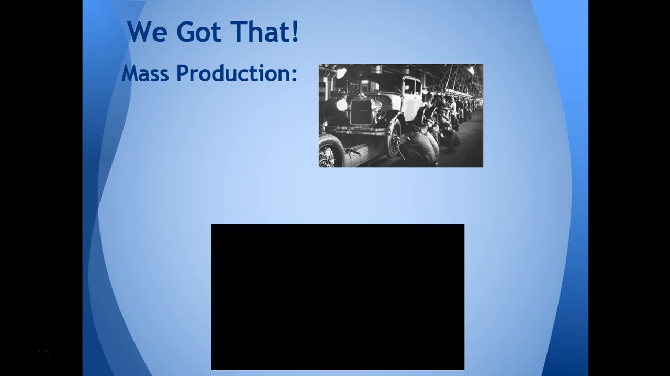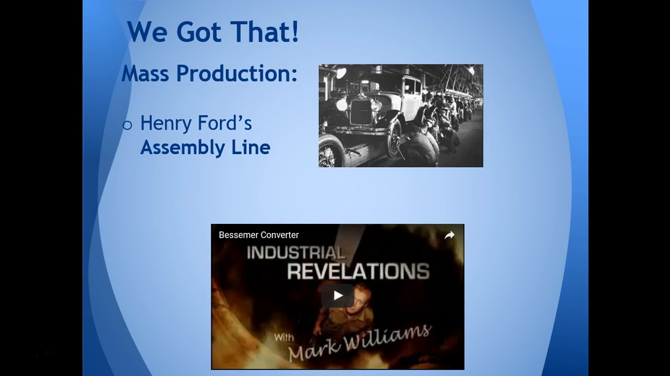A couple of techniques to help speed up and cheapen the cost of production. The first technique is the assembly line method of production. This was perfected by Henry Ford. You've heard of the Ford automobile line, and we'll talk a lot more about Henry Ford's assembly line strategy next week.